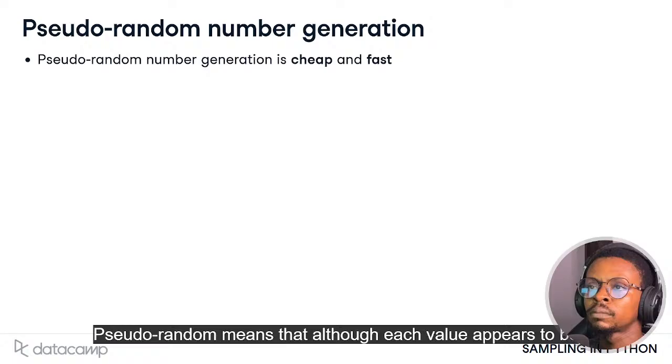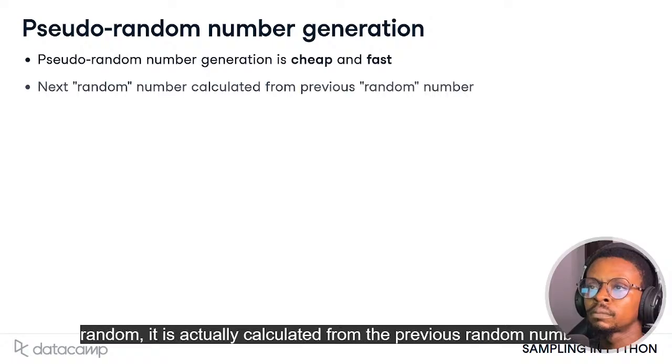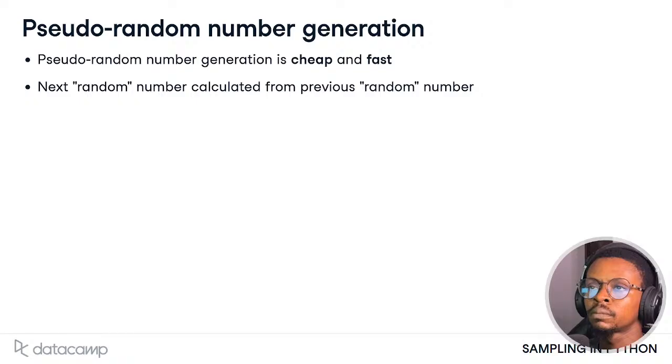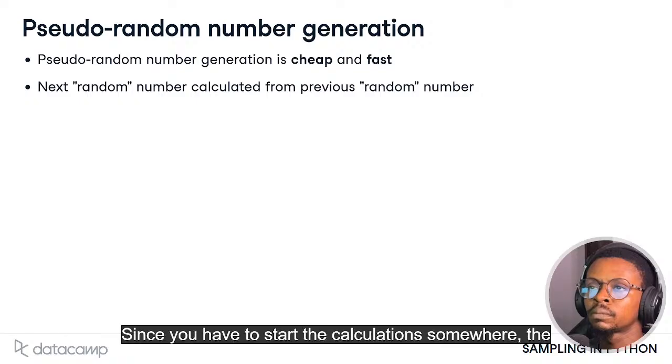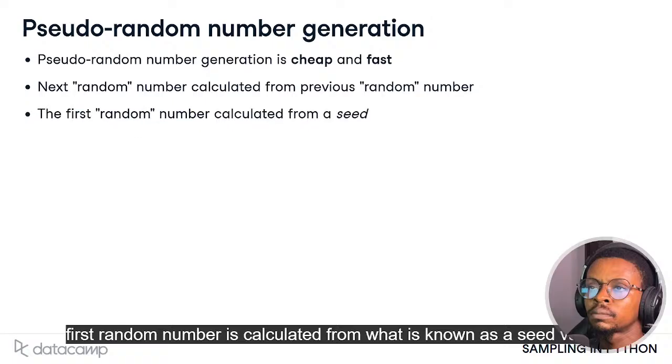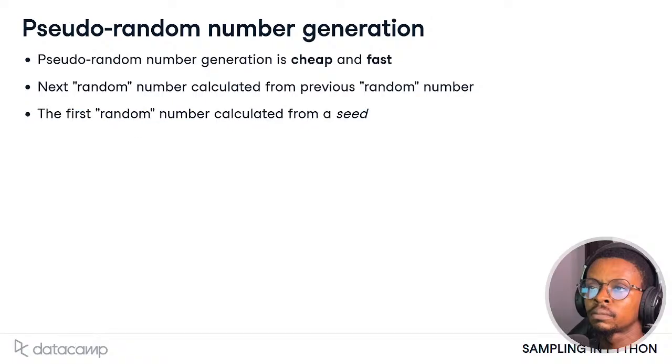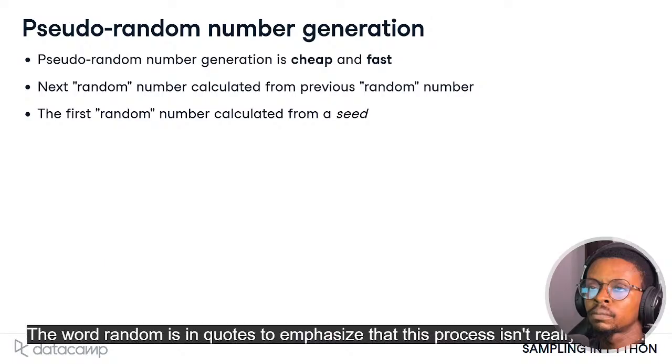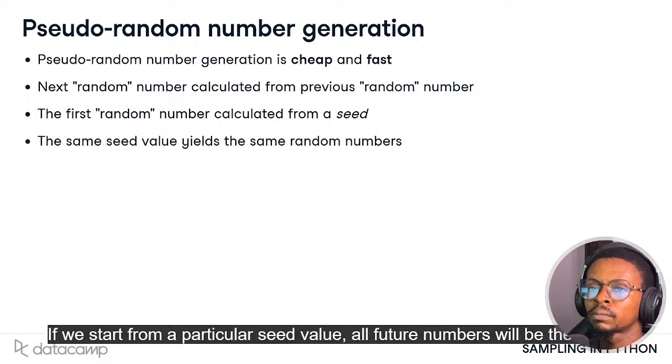Pseudo-random means that although each value appears to be random, it is actually calculated from the previous random number. Since you have to start the calculation somewhere, the first random number is calculated from what is known as a seed value. The word random is in quotes to emphasize that this process isn't really random. If we start from a particular seed value, all future numbers will be the same.